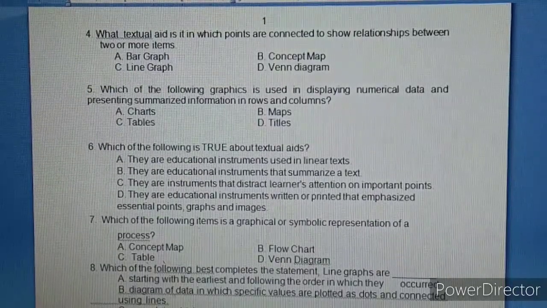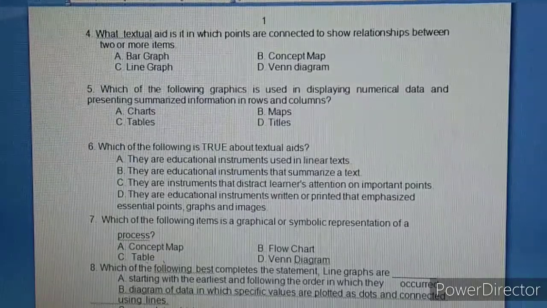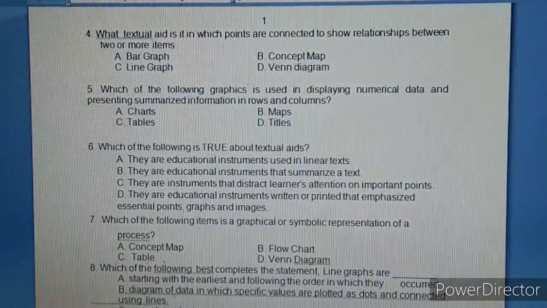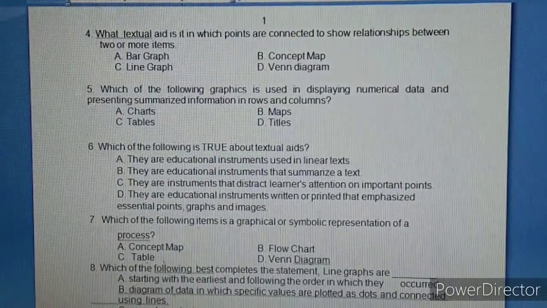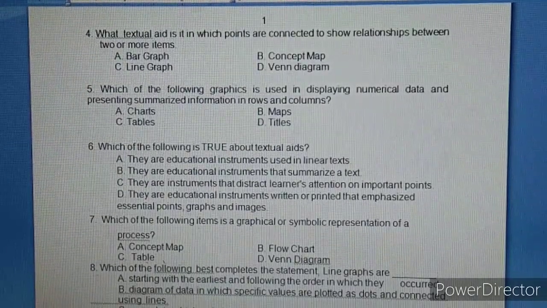So what do you think is the correct answer for number 6? Yes, very good. The correct answer for number 6 is letter D. Now let's move on to number 7.